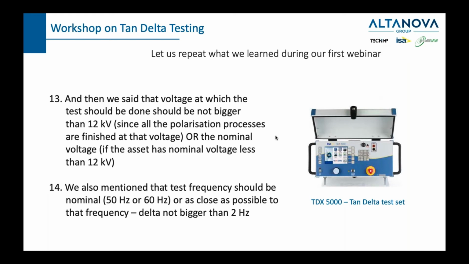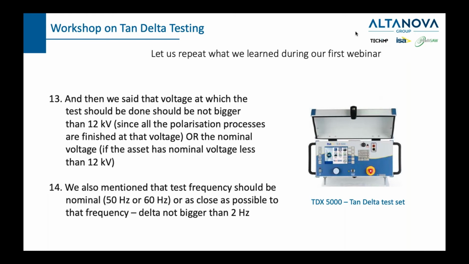What is the frequency which should be used? Well, that is the nominal frequency, 50 or 60 hertz. You can do a small delta of, let's say, about 0.5 or 1 hertz or 2 hertz plus or minus. That is possible, but not more than that.